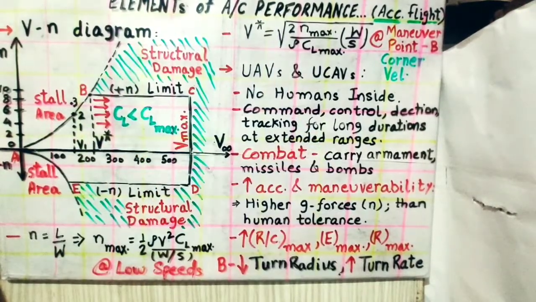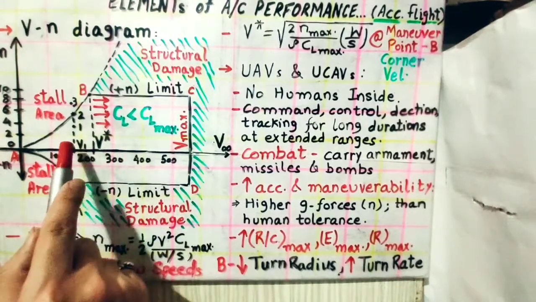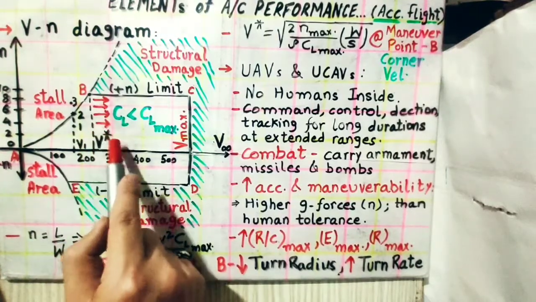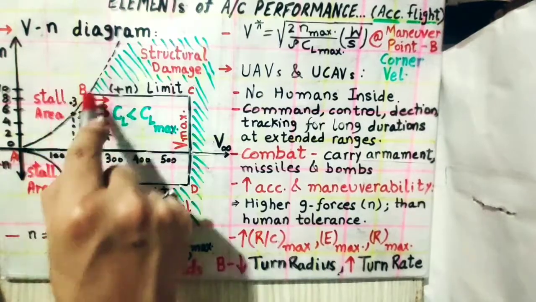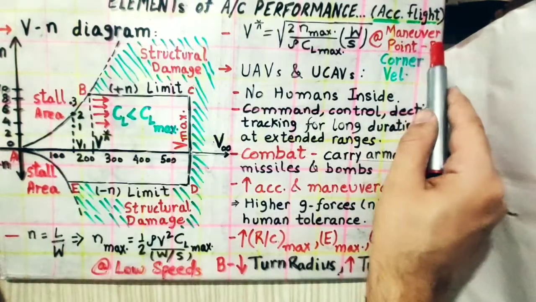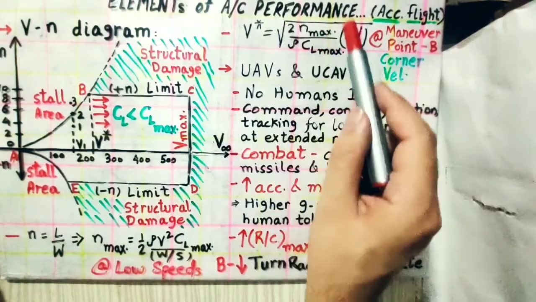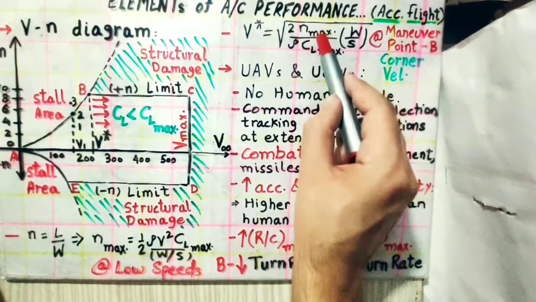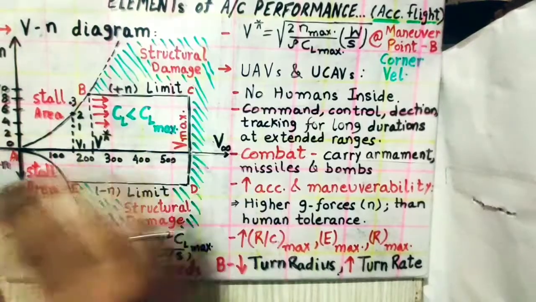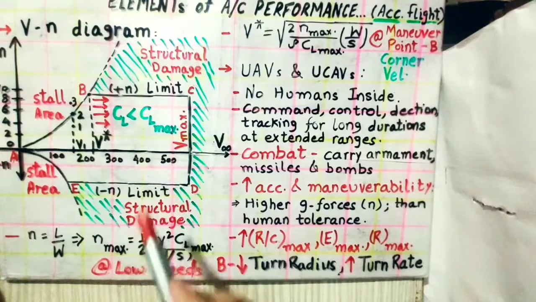Now let's observe the maximum load factor with respect to the structural limit. Let's say the aircraft speed increases from V1 to a value V star. This V star is a reference value, also known as the corner velocity, and the point at which V star is represented is point B, also known as the maneuver point. At this velocity, the aircraft has the maximum CL max and the maximum load factor it can experience. If any of these parameters becomes higher than these maximum values, structural damage is bound to occur and the aircraft can disintegrate. We never want to experience such a drastic event.